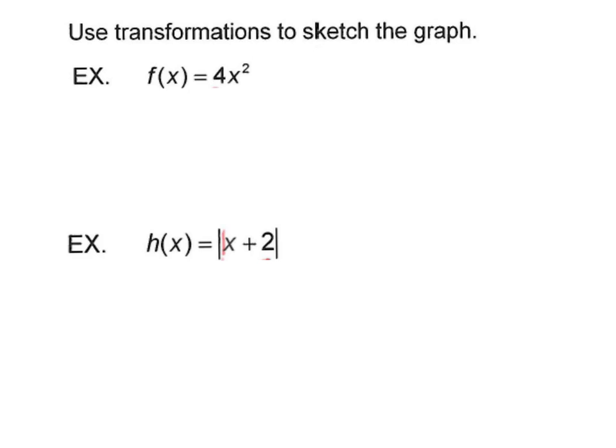Now, we're asked to use transformations to sketch the graph, and we want to not only sketch it, but we need to write down what's happening here. So f of x equals 4x squared. The 4 is being multiplied on the outside. That means it's A. A is greater than 1. So that means it is a vertical stretch of 4.